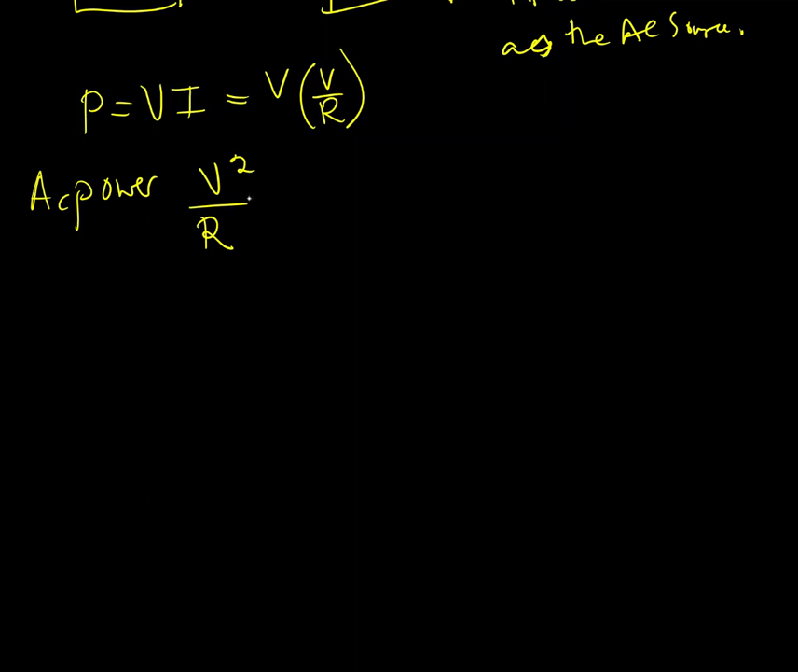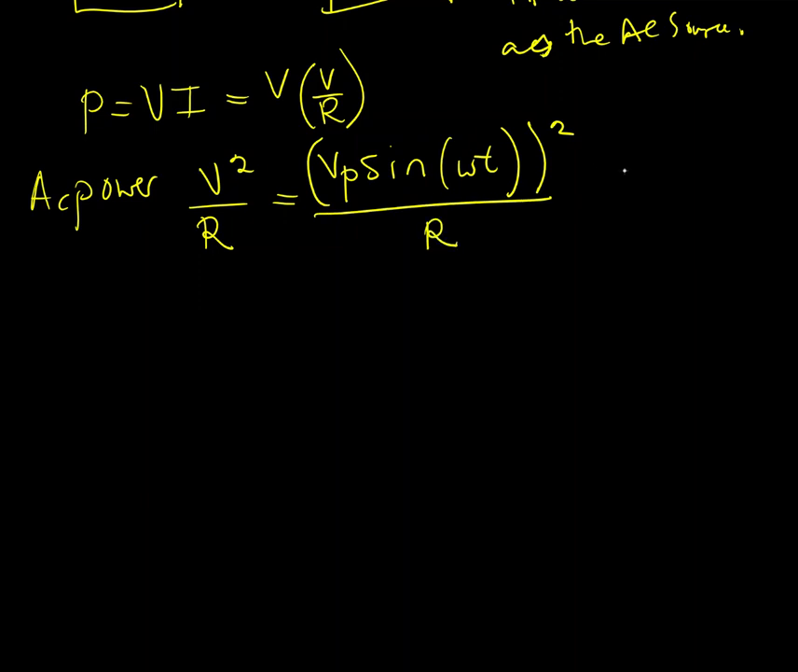So power is V squared over R, and in the case of the AC circuit, that waveform is V peak sine omega t. It's a sine wave at some frequency. So that's going to be squared, divided by R. And if I bring the square through, V peak gets squared and the sine gets squared, over R.